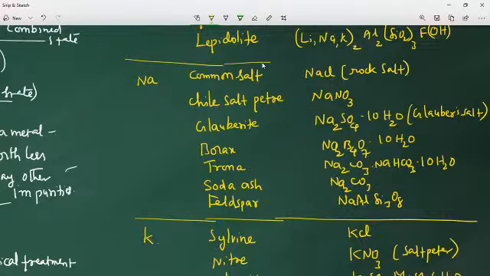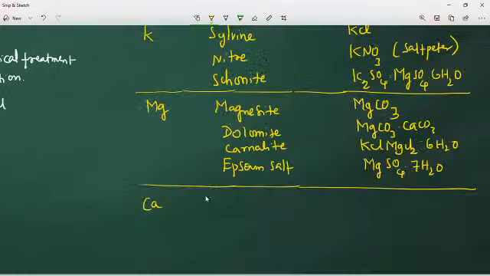Calcium metal, symbol Ca, and its important ore is gypsum. It is calcium sulfate, CaSO4·2H2O. Then limestone, that is CaCO3.